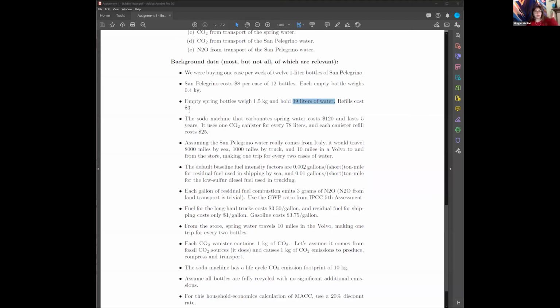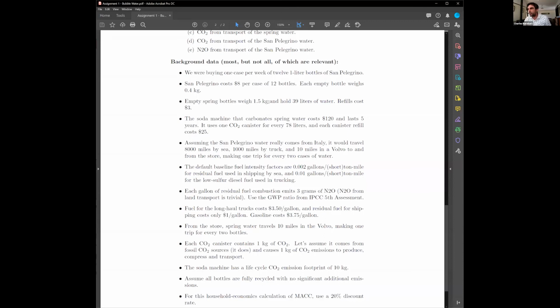Other questions about the homework? You said you had a couple. Yeah, and then I'm confused about the canister. I just realized I'm not even sharing my screen anymore. Sorry. It's okay. Confused about the canister. Yeah, it fills up, it puts carbonation in the water, and the canister has 1 kilogram of CO2, and it takes 1 kilogram to put it in there. So for each canister, is that 2 kilograms?